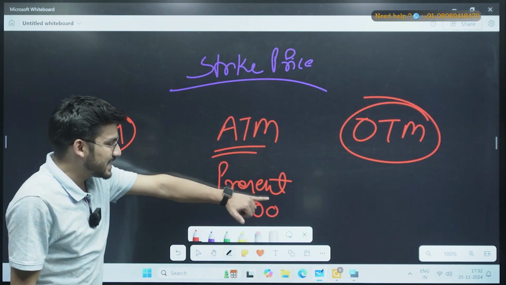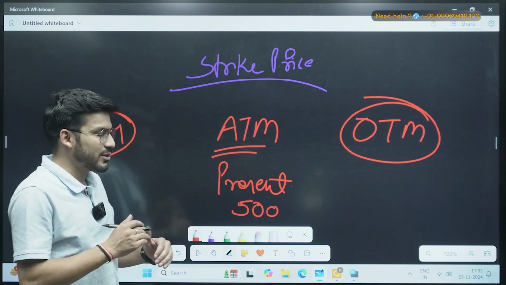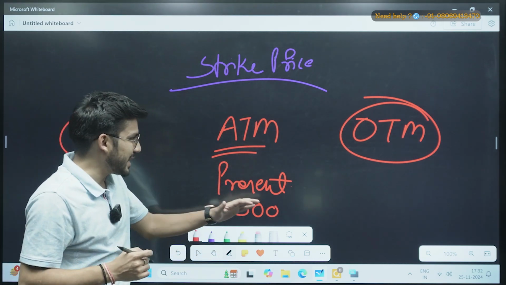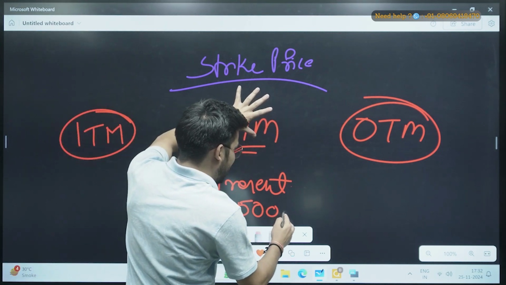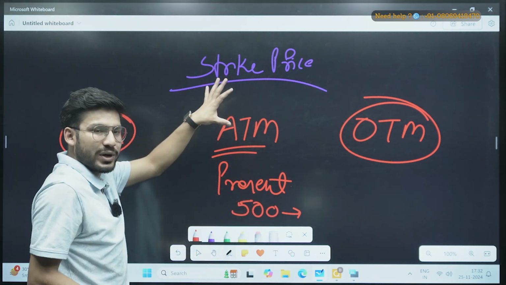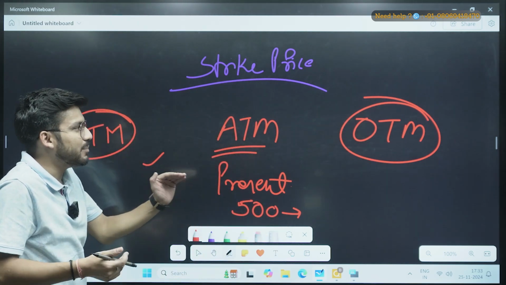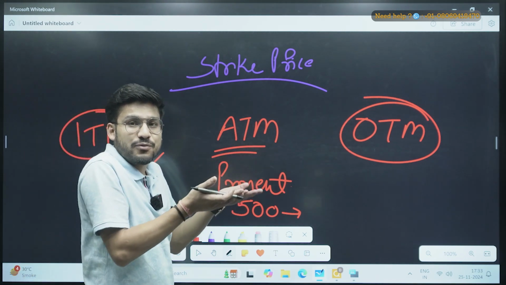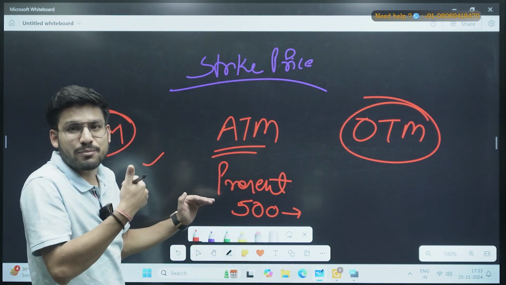So if my market is currently trading at 500, and I think that my market can go above 500, so what I will do, I will just buy ATM. So that means my market will go above 500. My market is currently trading at 500, so either it can go up or it can go down. So I am just making a bet that my market will go above 500, that is my ATM. So in that scenario, I will just buy ATM call option, right?